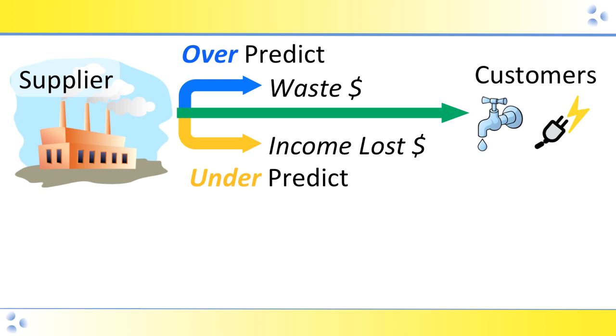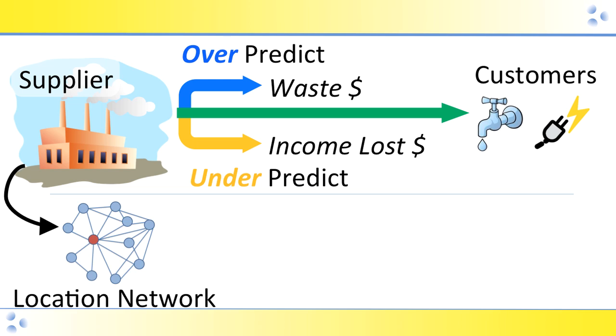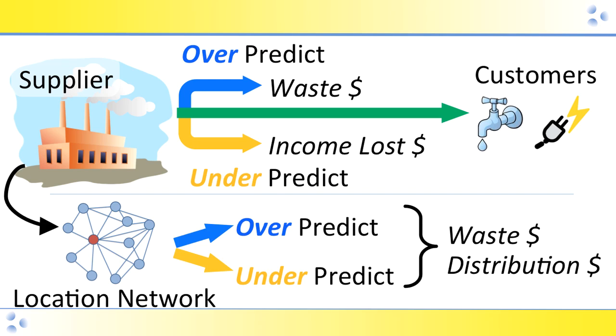However, I'm not dealing with just a single supplier and a single customer. I have this network of locations with all these different zip codes. And I could consider a situation where if I purchase from the supplier an overall amount for my network, I could redistribute some of those resources in and among the network. So if I have too much power in one location, I could move it to the other location, similarly with water. And in this case, over-predicting and under-predicting both lead to waste and the cost of redistributing the resources.